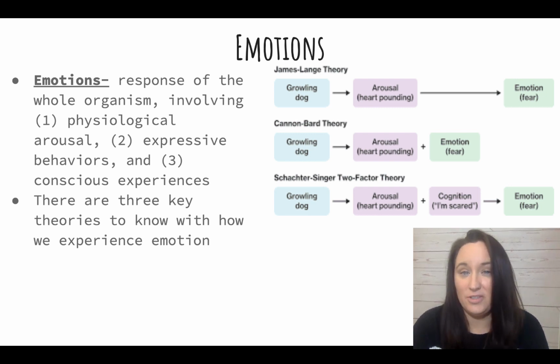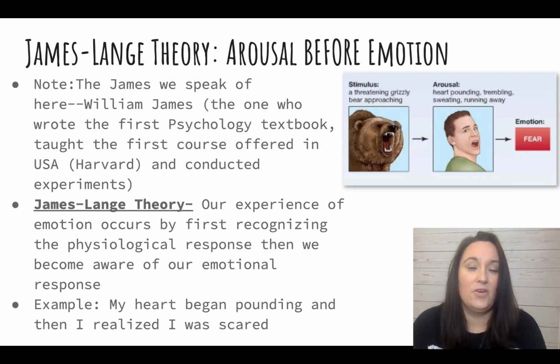So in this module, we're going to talk about 3 different theories of emotion: James-Lange, Cannon-Bard, and the Schachter-Singer or two-factor theory. So you definitely need to take careful notes on these 3 theories and make sure you understand them. So first is the James-Lange theory.